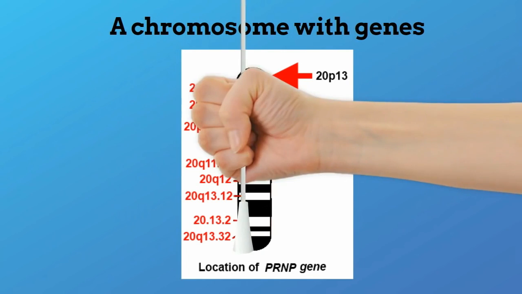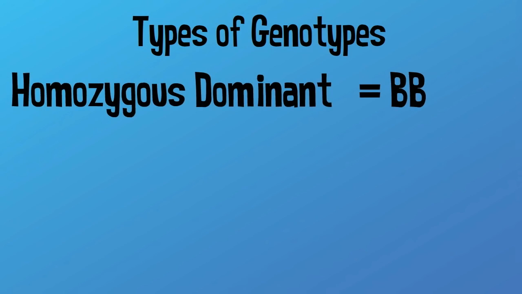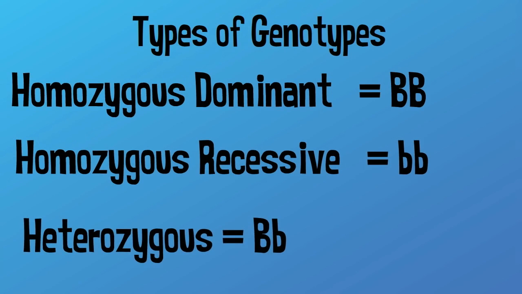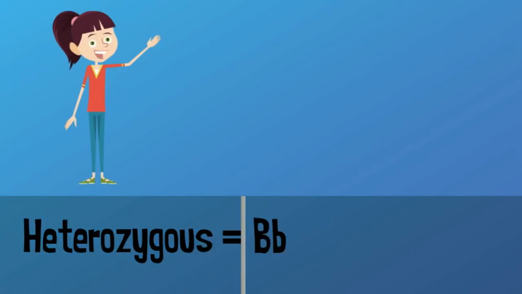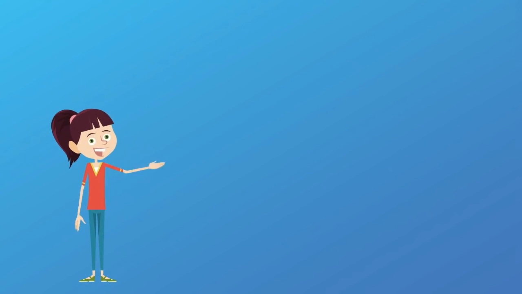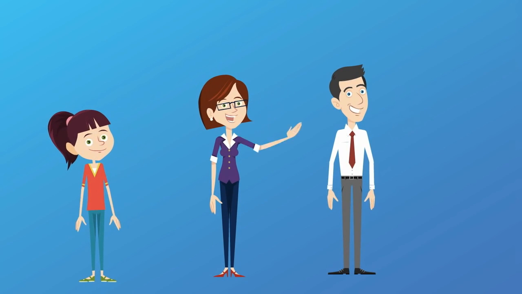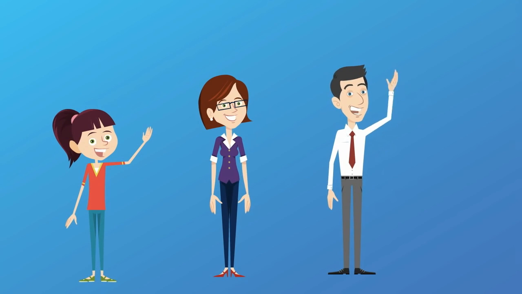In genetics, you encounter three types of genotypes: homozygous dominant, homozygous recessive, and heterozygous recessive. For each trait, you get some information from mom and some information from dad. The different forms of the same traits are called alleles.